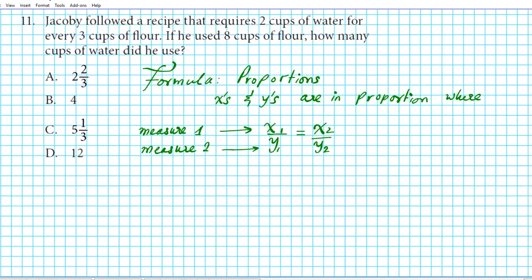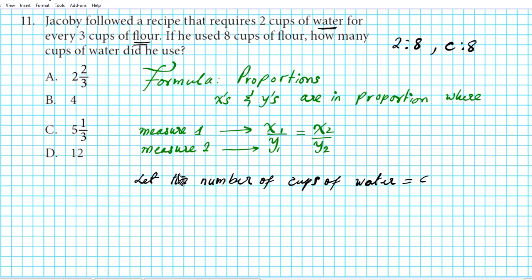Now in this problem, the unknown is the amount of cups of water to use. So let's declare that variable. Let the number of cups of water equal, let's just call it C. Now we have two measures in this problem. What are the measures? We have cups of water and cups of flour. We have 2 and 3, that's the first ratio, and then we have 8 and another ratio that we do not know. So 2 goes to 3, and then we have 8. Well, this one is cups of flour, so the unknown, which is C, cups of water, goes to 8.